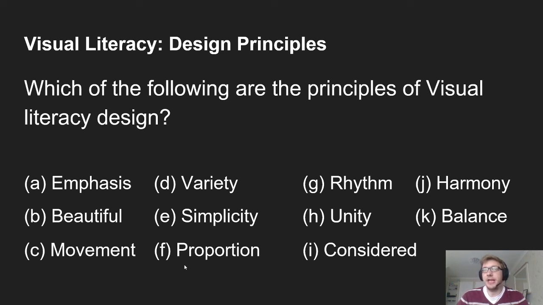There are a few in here which are not principles of visual literacy design, and you've got to identify which ones are not. Is it A, emphasis, B, beautiful, C, movement, D, variety, E, simplicity, F, proportion, G, rhythm, H, unity, I, considered, J, harmony, or K, balance? I'm going to give you a few seconds to pause the video, otherwise I'm going to move on to the answer.